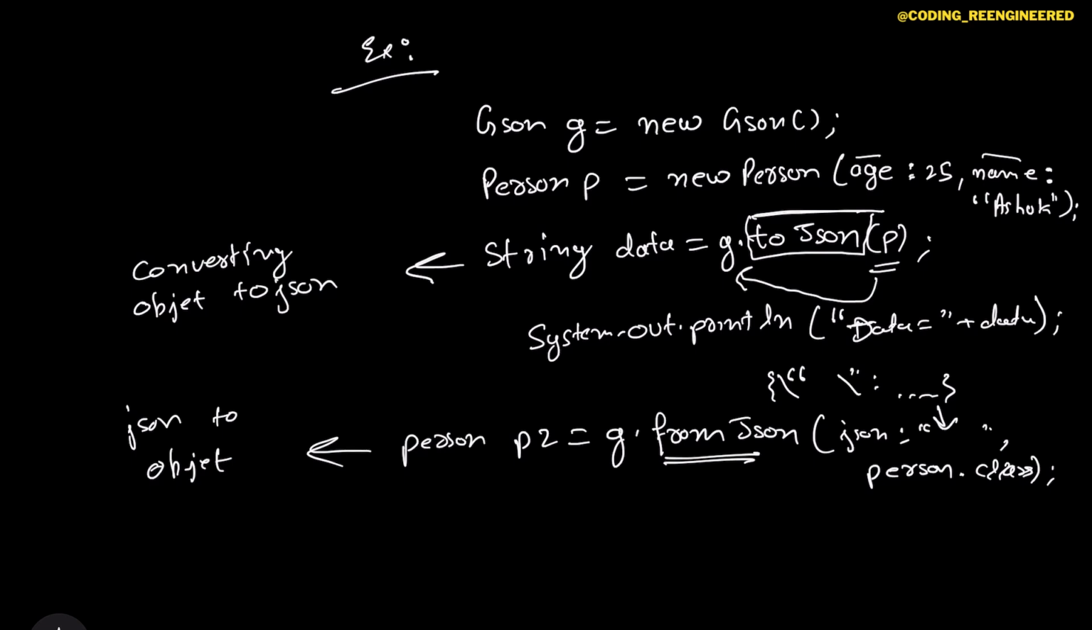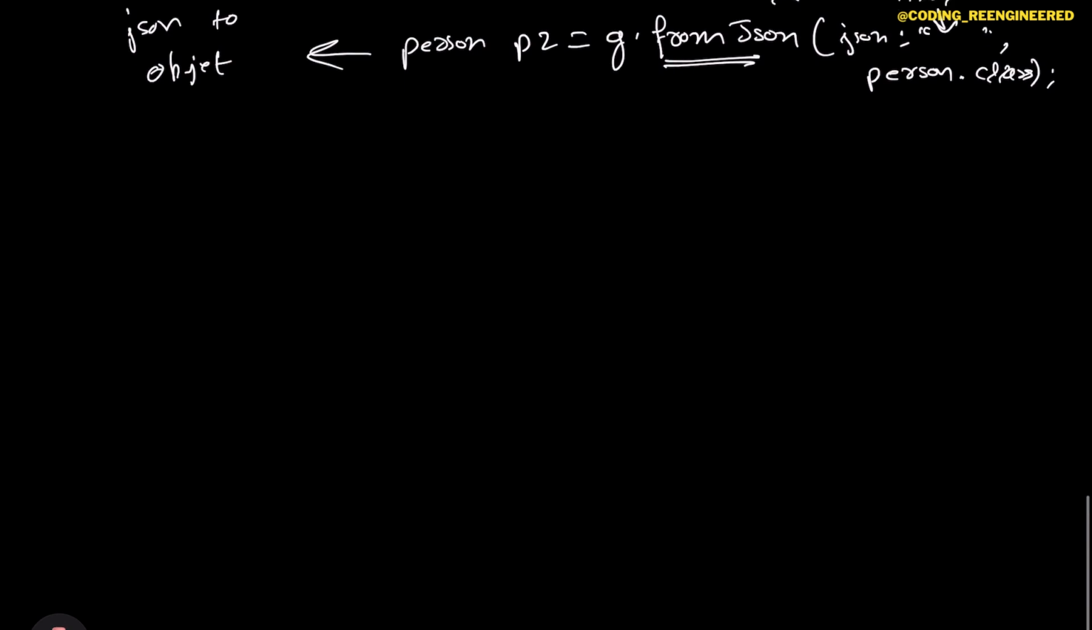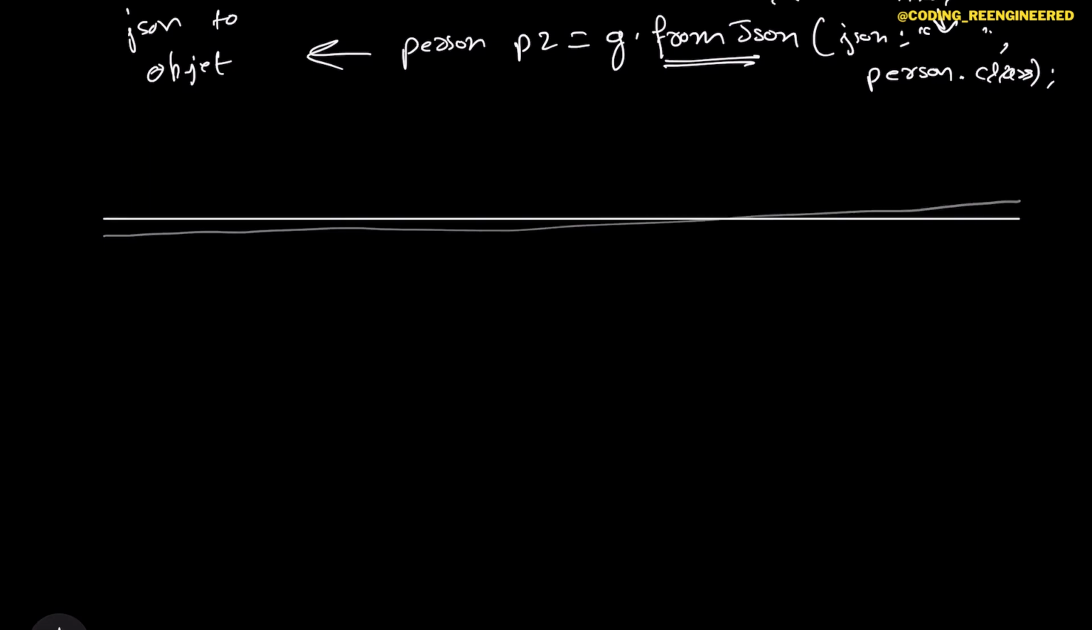But the question that is interesting is, how does JSON class object G understand what is the content of P object? P contains age and name. How does G come to know that? How does it know that? There is a very interesting concept in Java. I guess some of us might be knowing it, but I believe most of us might not be knowing it.